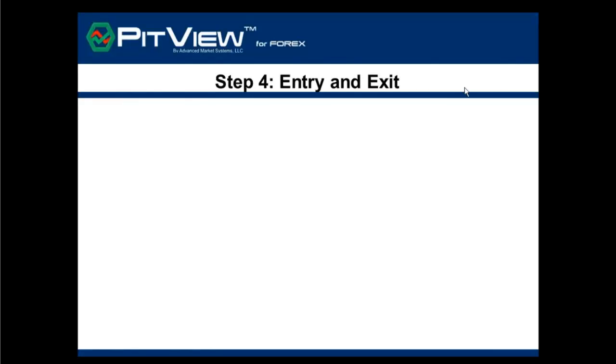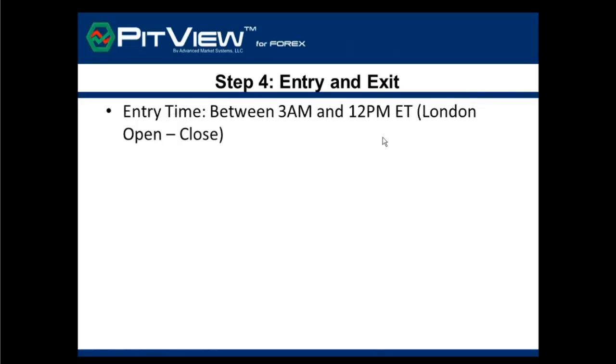Step 4 would be entry and exit. First, we have an entry time. The entry time technically on this is you want something to break out into either a new high or low during the London session. Between 3 a.m. and 12 p.m. Eastern time would be your entry time. The earlier the better, because once we get to 12 p.m. Eastern time, that's when the market starts to slow down. But technically, at 3 a.m., that's when you wait for your entry to happen.